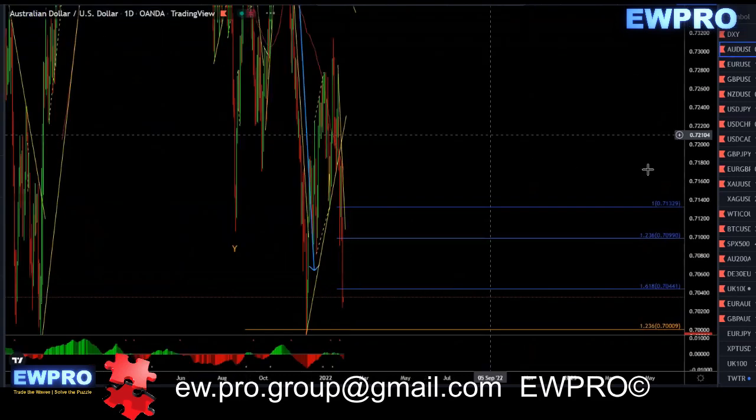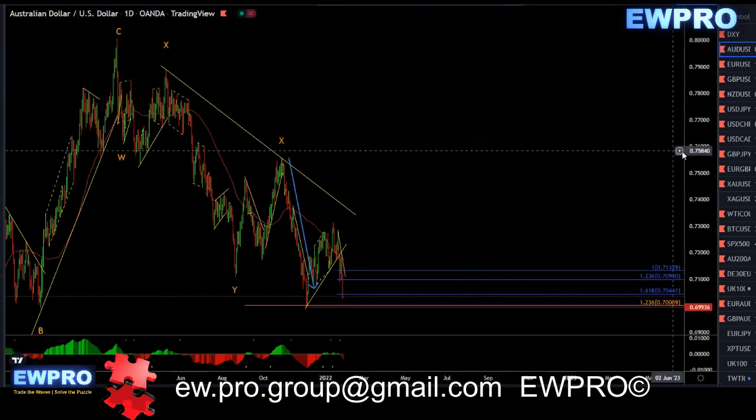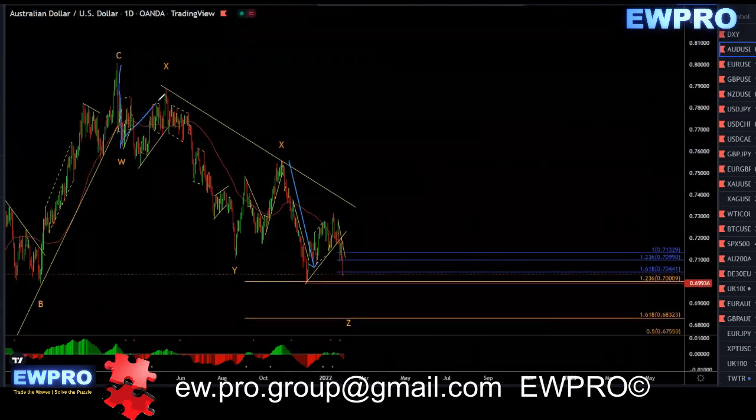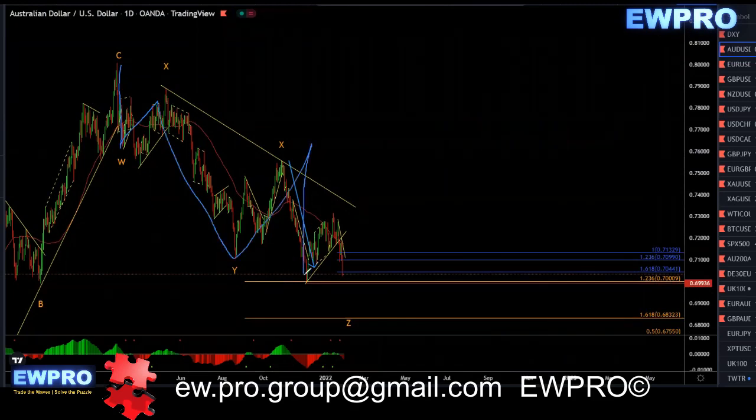AU on the daily. So we're looking at that WXY X2 Z down, come to our first target. The problem was, like I've been mentioning for a long time now, we lost a bullish divergence. So I was just looking for a correction in here and another lower low, possibly down to this 161.8.